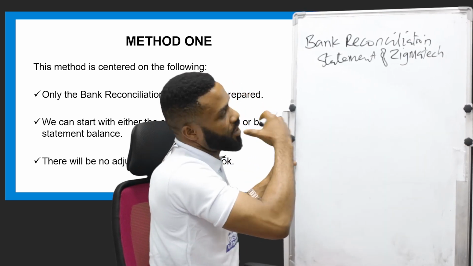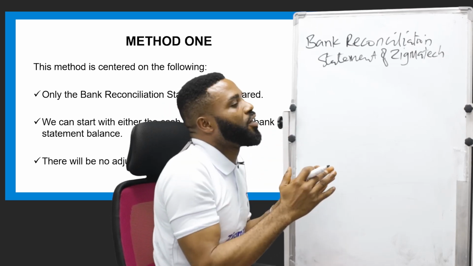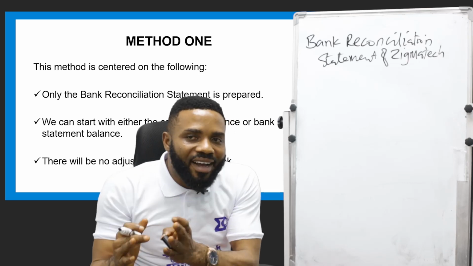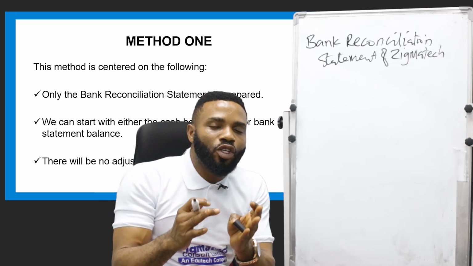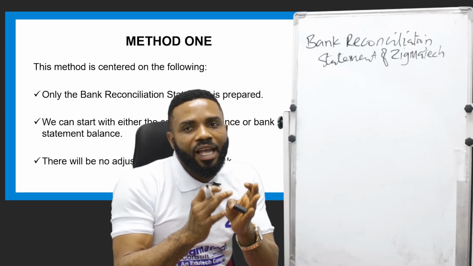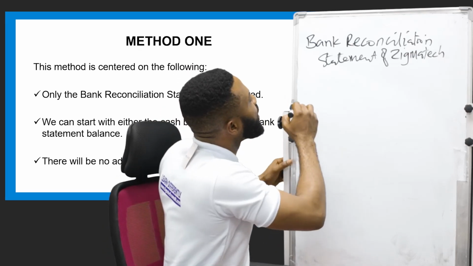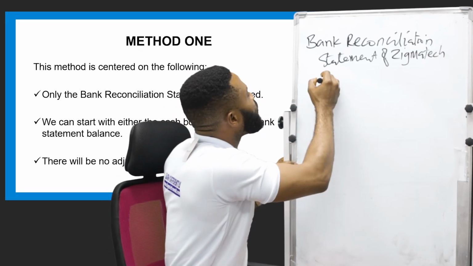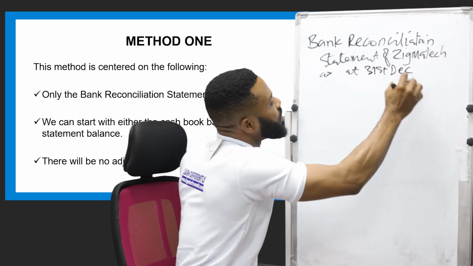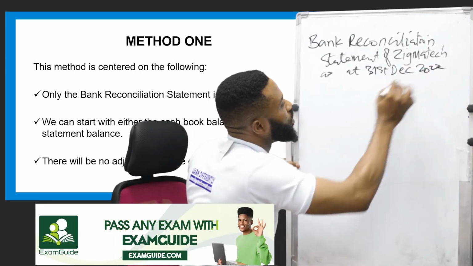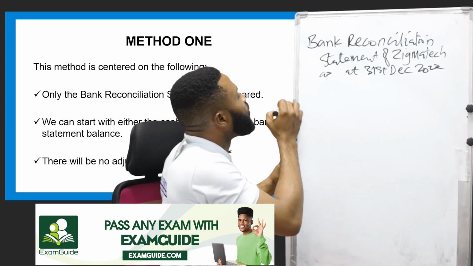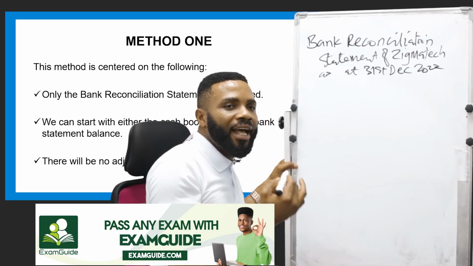Now, what you're going to do is, like I said before, under method 1, you can either start with the balance of the bank, or you are going to start with the balance of the cash book. Let's start with the balance of the cash book. So you come here and say they are doing the reconciliation as at 31st, let's assume December 2022. This is when we are doing the reconciliation.